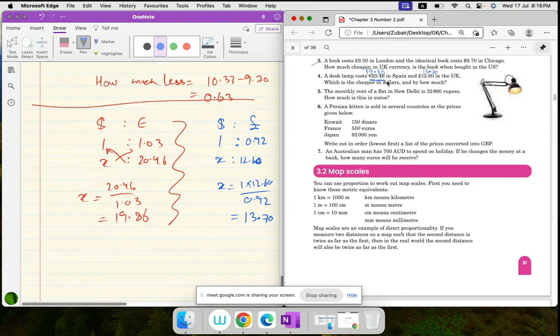Yes, sir. And now the question: which is cheaper in dollars and by how much? This is pretty much obvious, it is cheaper in UK. The UK one is cheaper, and by how much? The difference between 13.70 and 19.86 is $6.16. Try question number 5.